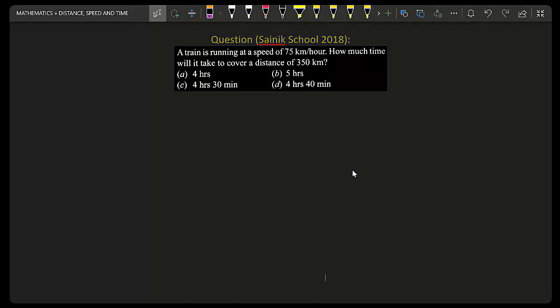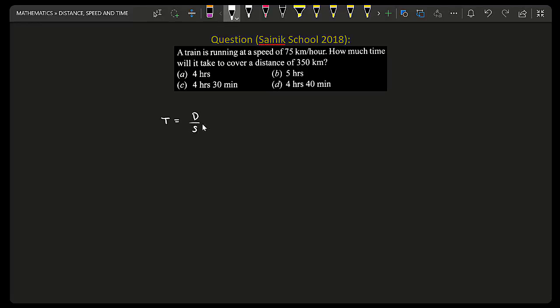A train is running at a speed of 75 kilometers per hour. How much time will it take to cover a distance of 350 kilometers? What is given and what we need to find? Sir, we need to find time. What are the other quantities given? The distance and speed. Very good. Now the time formula. Distance by speed.